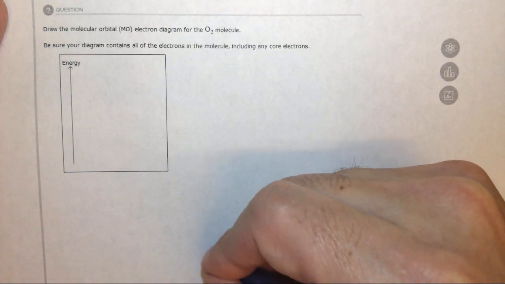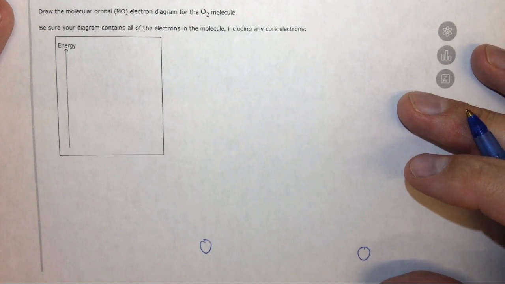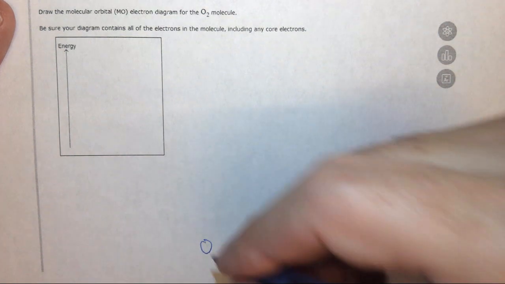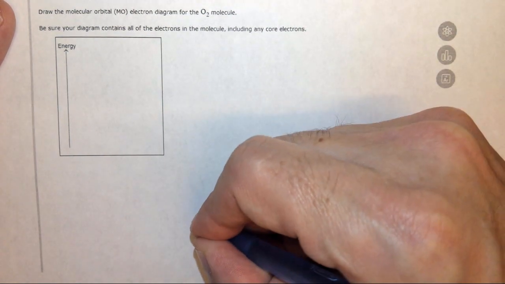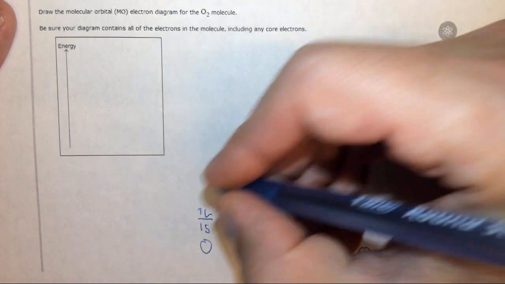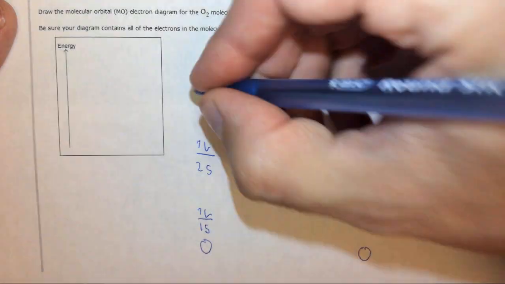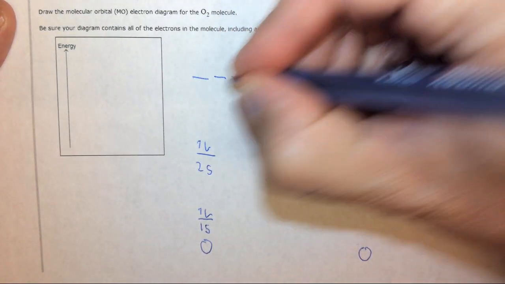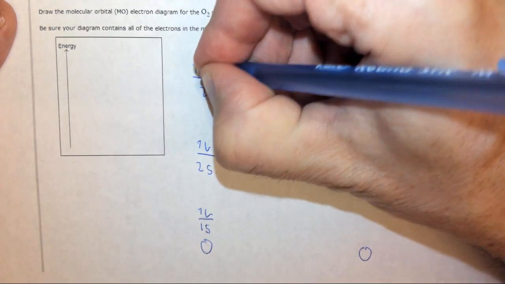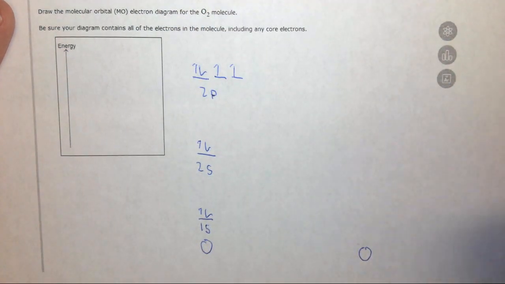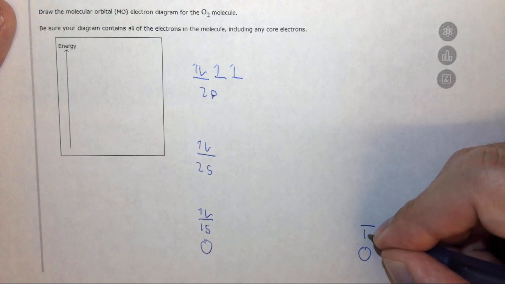So first, we're going to draw two oxygens. So one here and one here. And then we're going to draw their atomic orbitals. So oxygen is 1s2, 2s2, 2p4. That is simply the electron configuration of oxygen. Of course, the other oxygen is the same.